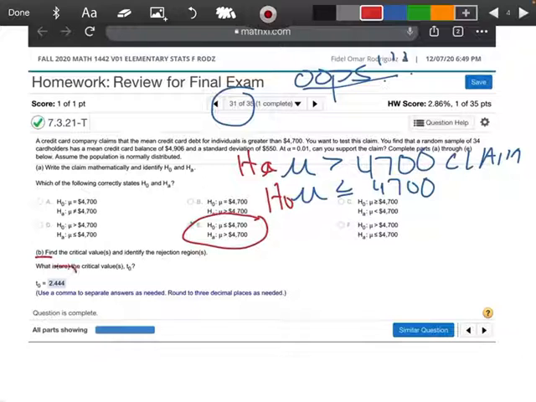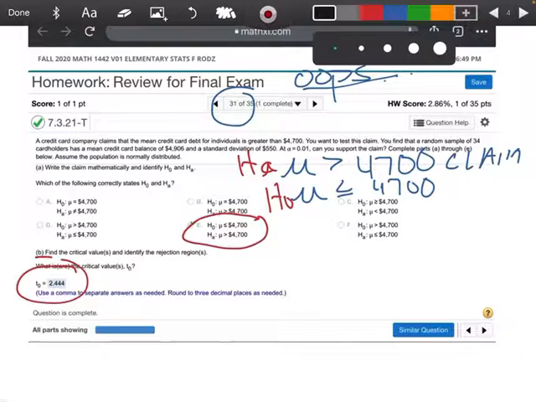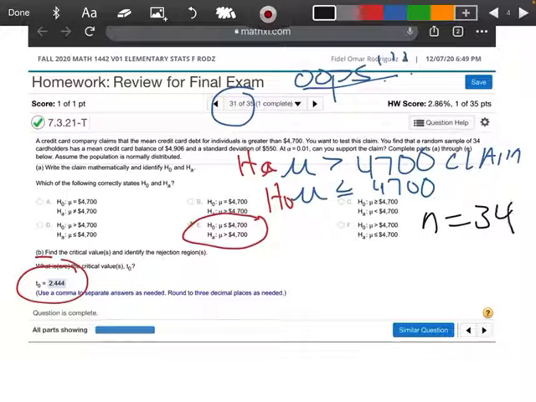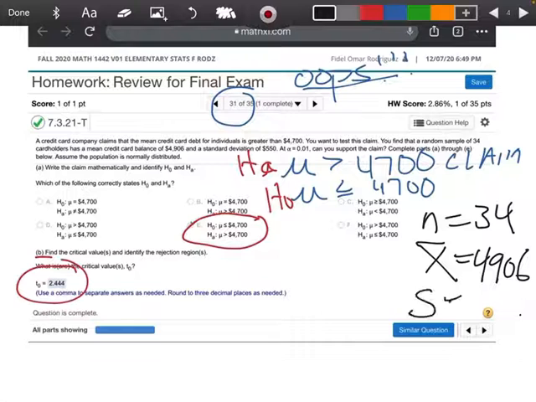Now part B says find the critical values and identify the rejection regions. This is where I made my mistake earlier on this part. It says we find a random sample of 34, so I know my N is 34. Credit card holders have a mean credit card balance of 4906, so my X bar is 4906, and a standard deviation of 550. This is going to be a sample standard deviation, and I'm going to explain why. Number one, if it was a population standard deviation, I would see the word population there. The other thing that's telling me this is a sample standard deviation is they're asking me to find the critical value and they're using T0.